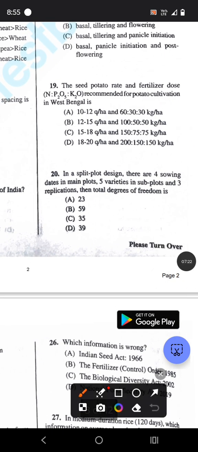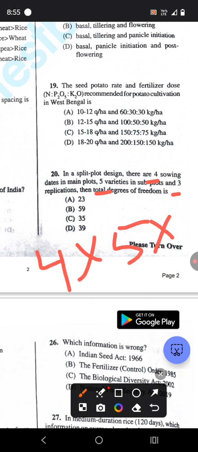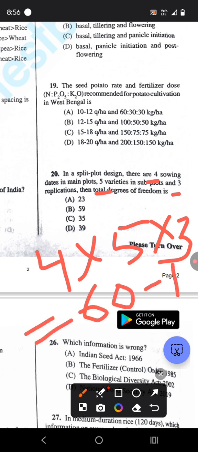Question number 20. In a split plot design, there are 4 sowing dates in main plots, 5 varieties in subplots, and 3 replications. The total degree of freedom is? This question is from agriculture statistics, and for solving this there is a particular formula. So we multiply these values: 4, 5, 3, and minus 1. So we get 60, minus 1, that is 59. So option number B is correct.